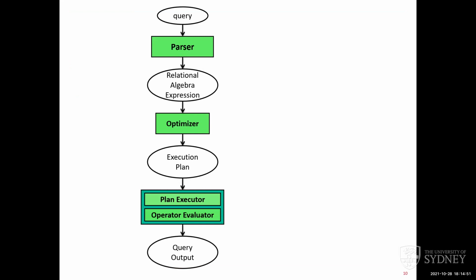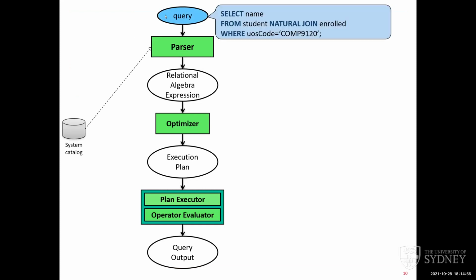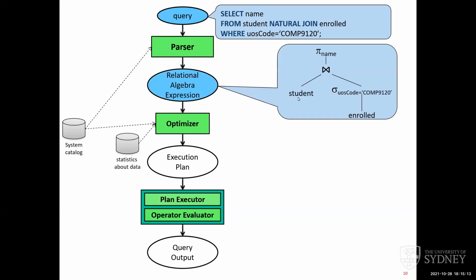Going into more detail, here is an example. Let's say we have a query like this: select name from these two tables, where we have a condition on a static code equal to this one. Like we learned, the parser will try to figure out whether everything is syntactically correct. If everything is correct, then the parser will return a relational algebra expression.